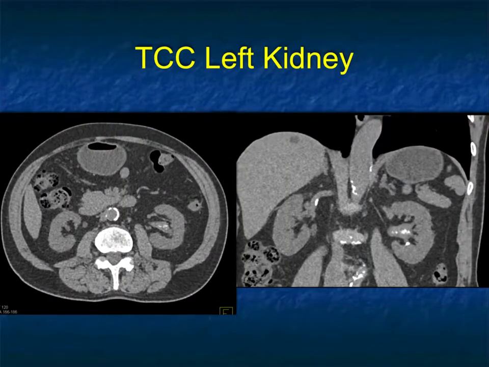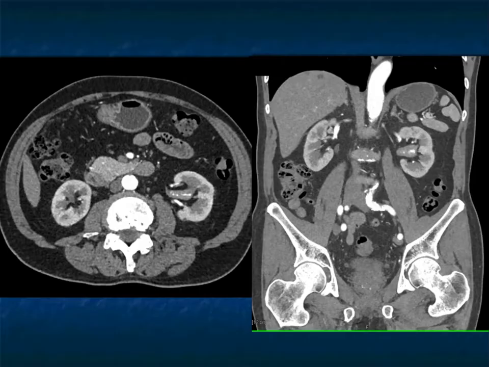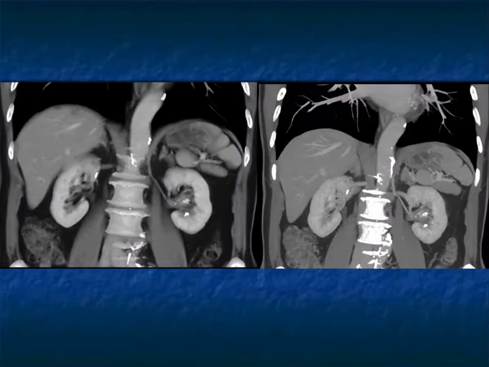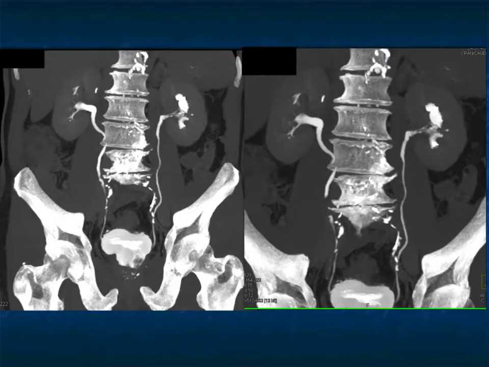Here's a great case. There's something funny in the left renal pelvis with calcifications. Yes, you could think about TB or some infectious process. When you give contrast, you can see this enhancement of the renal pelvis. It's a soft tissue mass infiltrating the pelvis. Here it is on the 3D volume rendering. There's the calcifications. There's the infiltration. There's the mass. And that is the appearance of TCC.